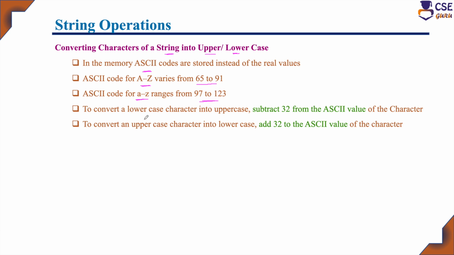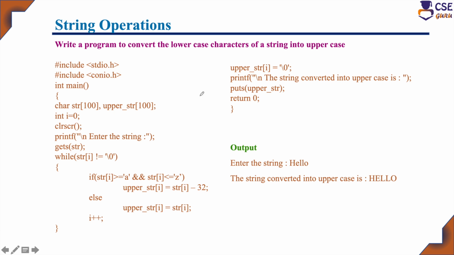To convert from lowercase to uppercase, subtract 32 from the ASCII value of that character. To convert uppercase to lowercase, add 32 to the ASCII value of the character. Automatically, it will be converted. Lowercase to uppercase, subtract 32; uppercase to lowercase, add 32. Simple logic. So, this is the C code to convert lowercase characters of a string into uppercase characters.